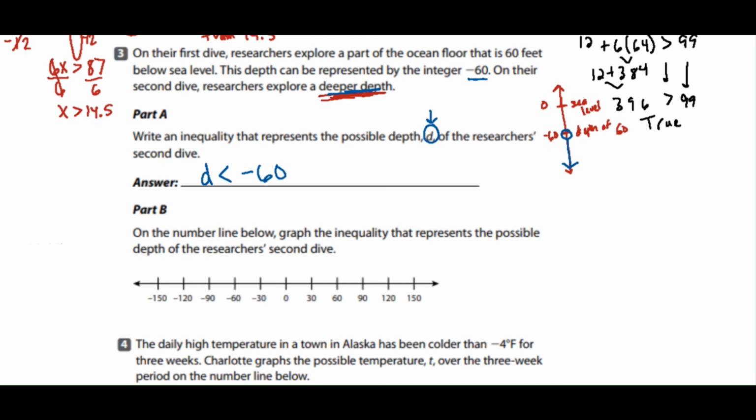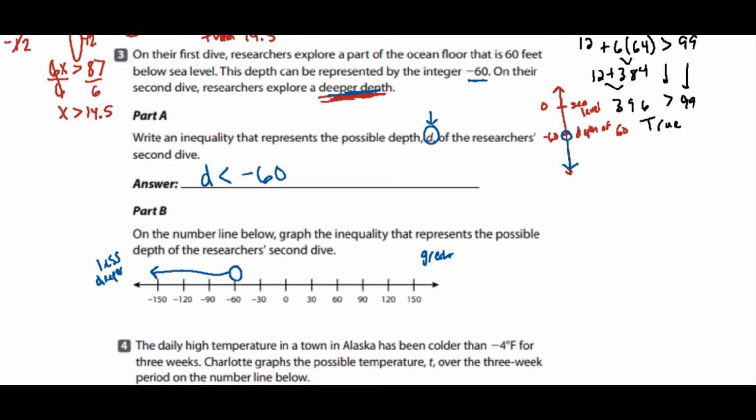All right, moving on to part B. On the number line below, graph the inequality that represents the possible depth of the researcher's dive. So we want an inequality for this. And remember, you can also put it as -60 is greater than D. So that's another way you could write it. But we have to put an open circle on -60 because -60 is not included in the solution. And then we have to go deeper than that. So we will draw our inequality going to the left. Remember, this is greater and this side is less. So if you're going to be deeper, this is obviously deeper, going lower, and this is higher, I guess.